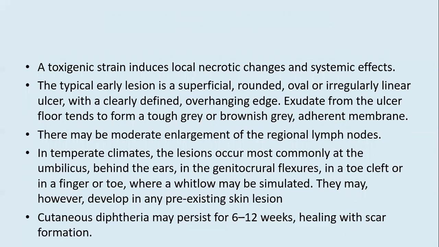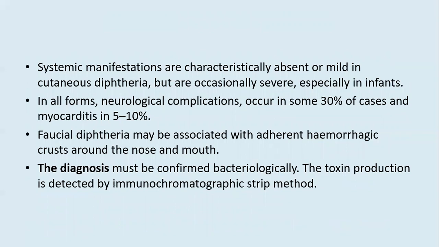There can be moderate enlargement of regional lymph nodes. In temperate climates, the lesions occur most commonly at the umbilicus, behind the ear, genitocrural fold, toe clefts, and develop in any pre-existing skin lesion. This lesion persists for 6 to 12 weeks and heals with scar formation. Sometimes systemic manifestations are seen, but are usually mild or absent. There may be neurological complaints or even myocarditis. The diagnosis is confirmed bacteriologically. The toxin production is detected by immunochromatographic strip assay.